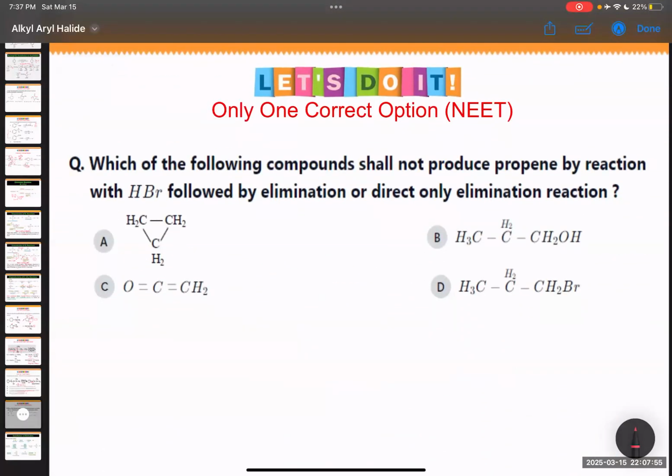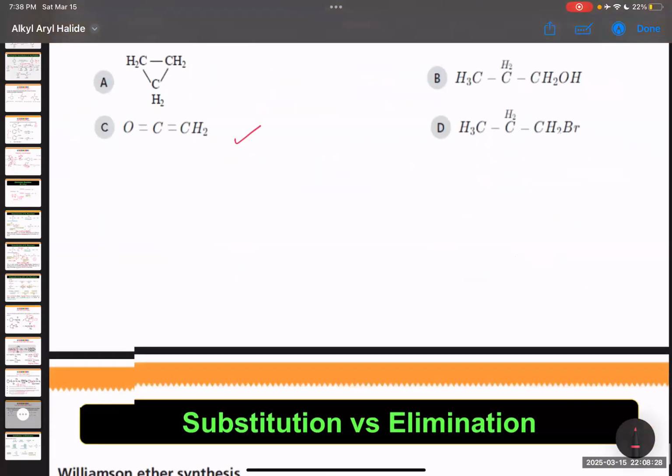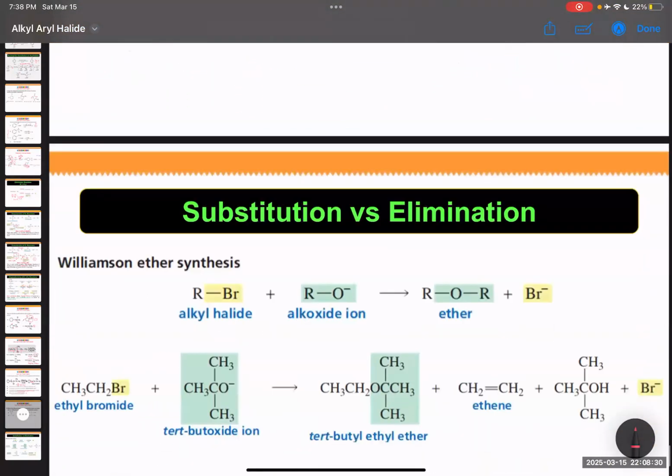Which will not produce propene by reaction with HBr? Okay, HBr you have added, followed by elimination, or only direct elimination. So which is not going to form? Propene is not formed under any condition by the one that does not have 3 carbon atoms.